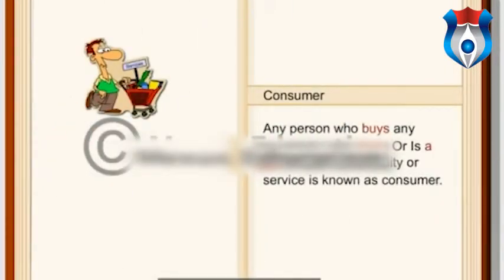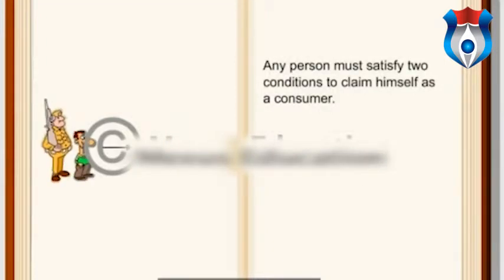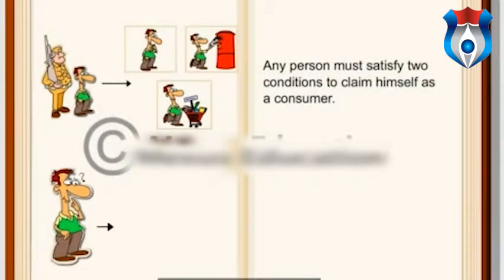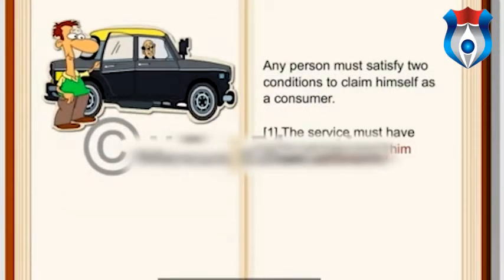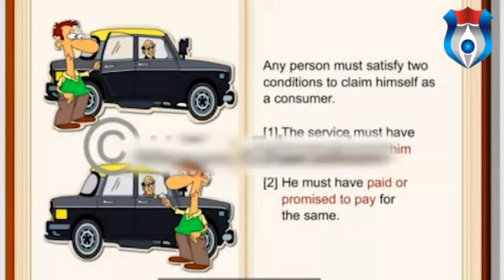Consumer Protection Act and its definitions. Let us now go through various definitions related to the Consumer Protection Act 1986. Consumer: any person who buys any commodity or service or is a user of such commodity or service is known as a consumer. The Act provides protection to persons who really use and consume the goods and services. Any person must satisfy two conditions to claim himself as a consumer. First, the service must have been rendered to him. And second, he must have paid or promised to pay for the same.